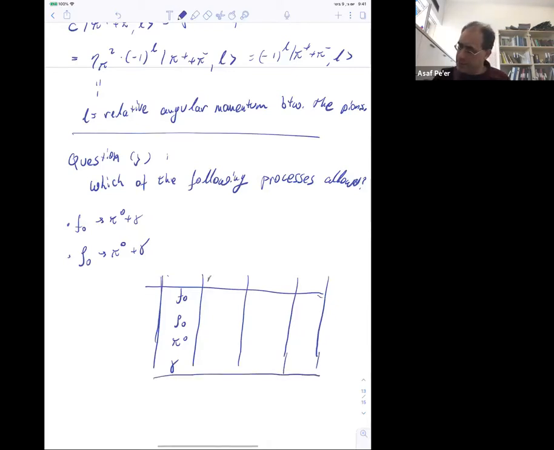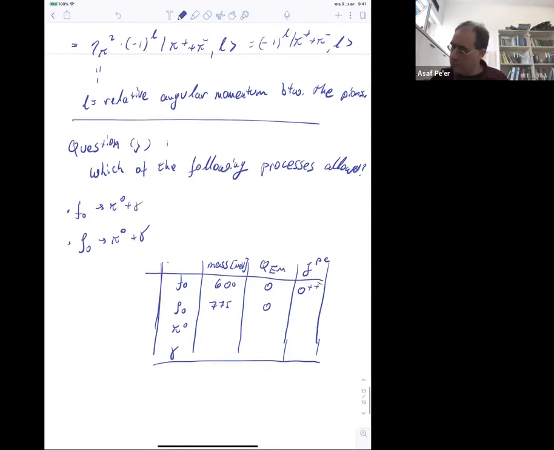So we have the mass, in units of MeV. We have the charge, and we have J, P, C. So the mass of the F is 600, charge is 0, and JPC is 0++. The rho particle is 775, charge is 0, it's a 1--. The pion is 139, no charge, and 0-+, and the photon has 0 mass, 0 charge, it's a 1--.